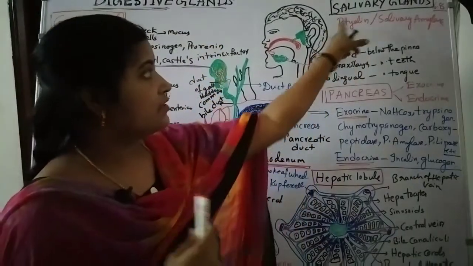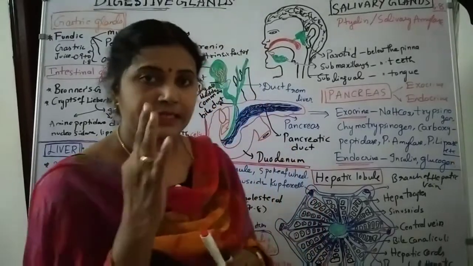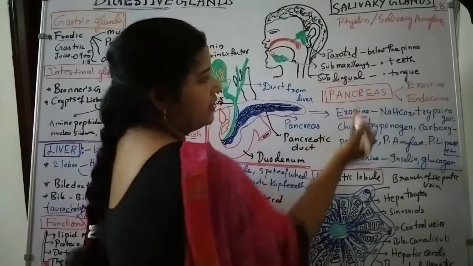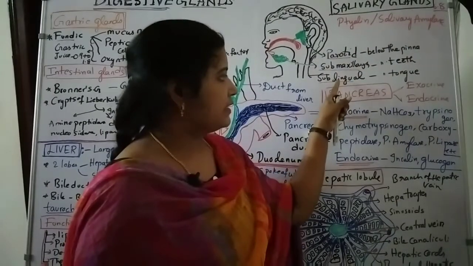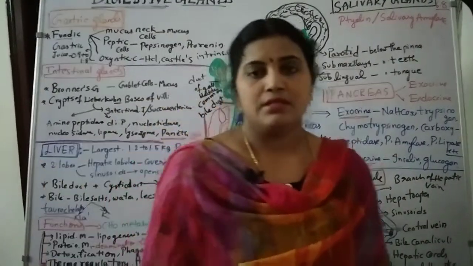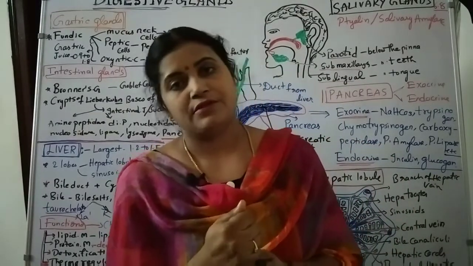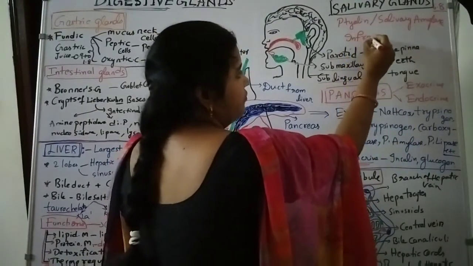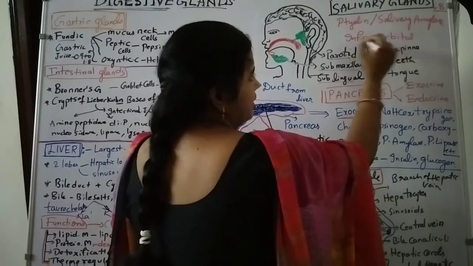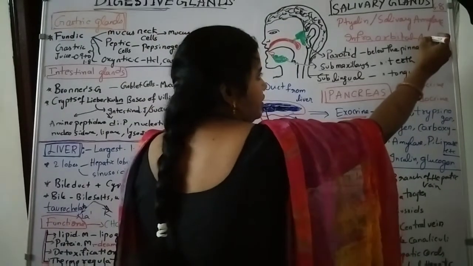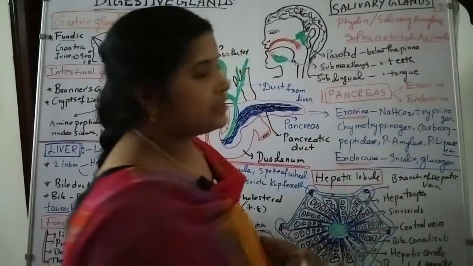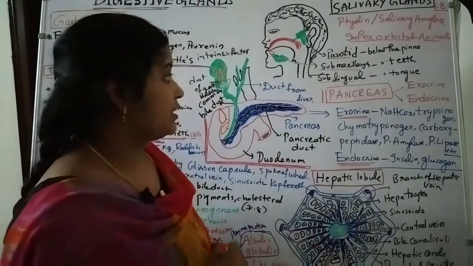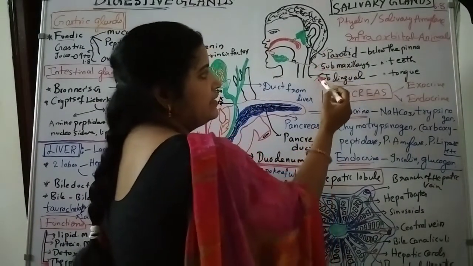First you see the types of salivary glands. How many types are present? Three types of salivary glands are present: parotid gland, submaxillary gland and sublingual glands. In some animals there are 4 pairs of salivary glands. That fourth pair is known as infraorbital. Not in humans, in animals. In humans we have only 3 pairs of salivary glands: parotid, submaxillary and sublingual.